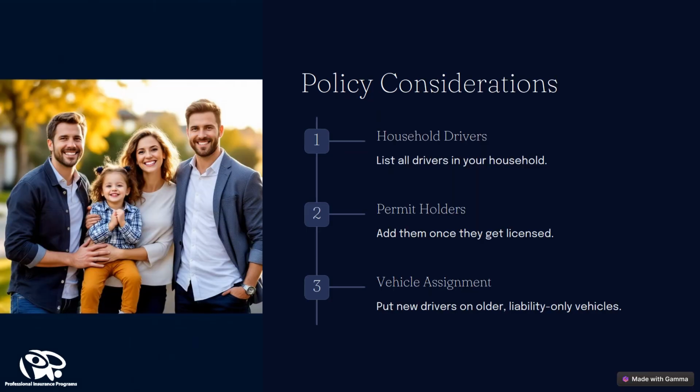Here are some key things to keep in mind when managing your auto policy. Household drivers. Make sure all drivers in your household are listed on the policy. Permit holders. Add new drivers once they get their license. Vehicle assignment. If you have a new driver, consider placing them on an older, liability-only vehicle to save on premiums. Keeping your policy updated ensures you have the right coverage in place at all times.